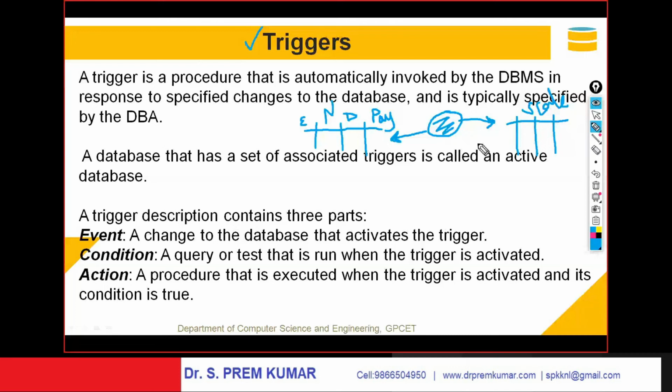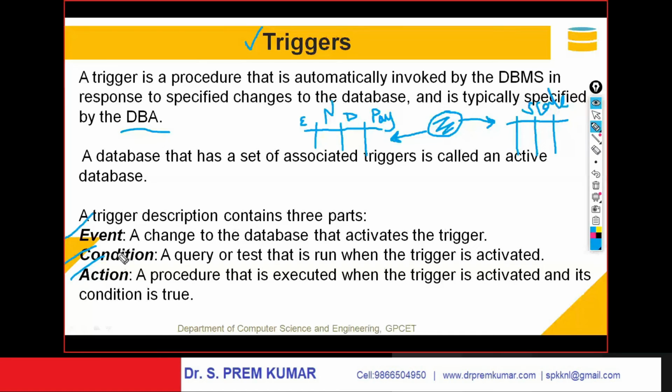The triggers are generally designed by the DBA, that is the database administrator, and the DBA arranges these triggers on the databases, that is the tables. They get activated. So in a trigger you have an event. There will be three parts: event, condition and action. For example, the event is insertion. When inserted, if pay is more than 50,000, that is a condition.